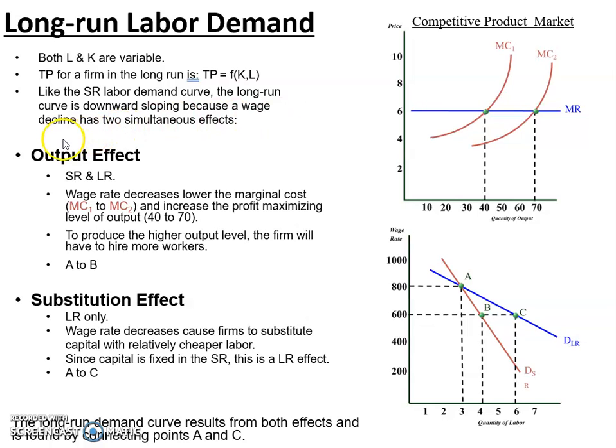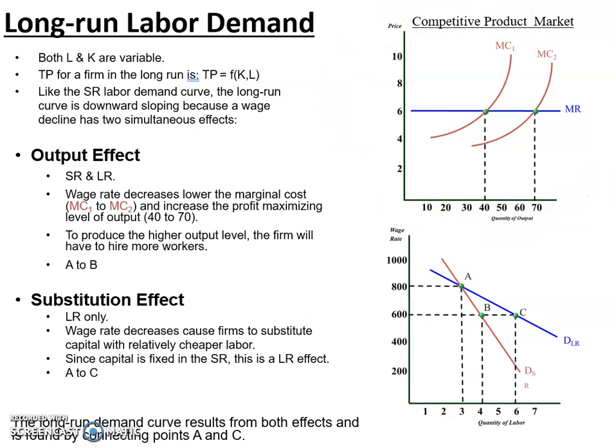These two effects are the output effect and the substitution effect. The output effect actually shows up in the short run and the long run. And here's the way to think about it. If wages go down, that lowers the marginal cost of production. You can see that in the diagram here.